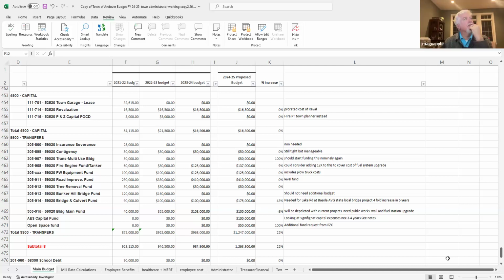The fire engine tanker fund, the budget ended up going to 125. We're at 137 this year. Yep. Public equipment fund, 125, same number. Road improvement fund, 410, same number. Tree removal fund, $50,000, same number. And then bridge and culvert fund is the other big driver, $75,000 in that one.